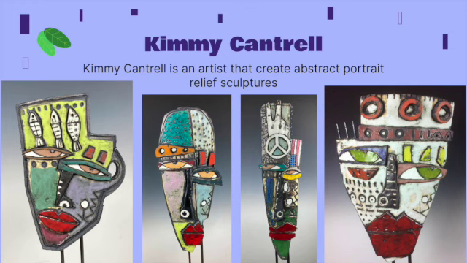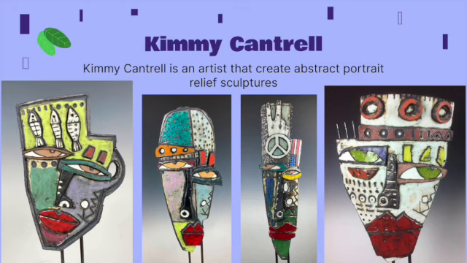Hopefully you realized how Kimmy Cantrell uses eyes, noses, and mouths that look just slightly different. Maybe they have a different size or a slightly different shape than what they do in real life. Kimmy Cantrell uses symmetry and asymmetry in his artwork.